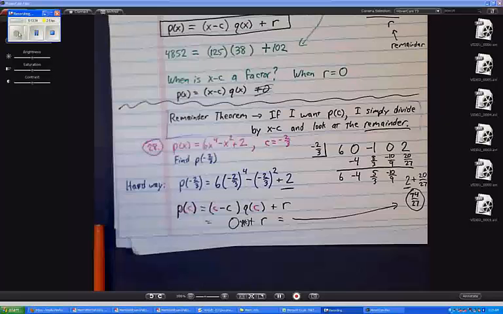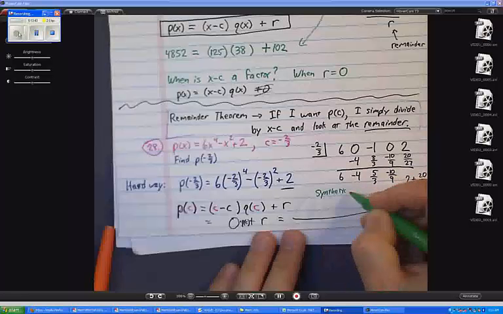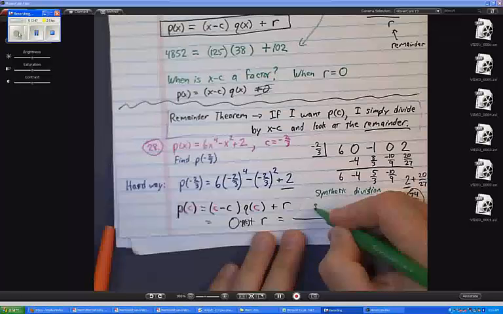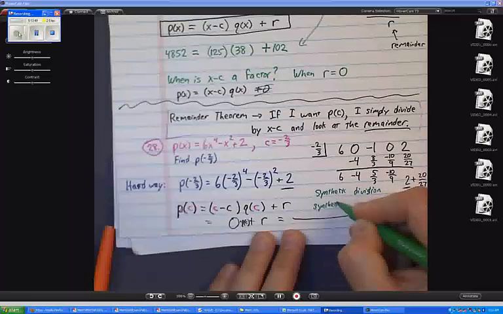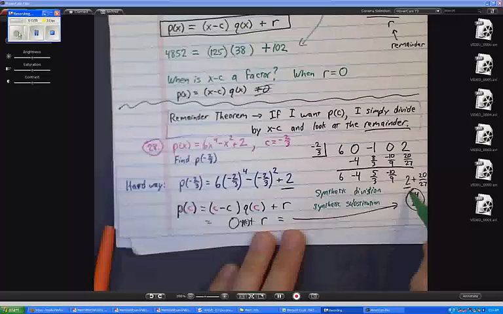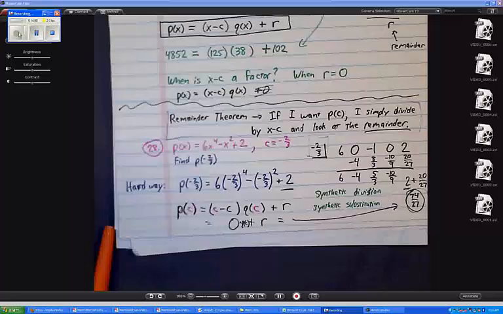Okay? So this process that we're doing here is called synthetic what? Okay, division. But I've also seen some books call it synthetic substitution. Because all you're really doing is you're looking, what happens when I plug in this value? Well, if I get something, that's the value. That's P of c. That's P of negative 2/3 for this problem.